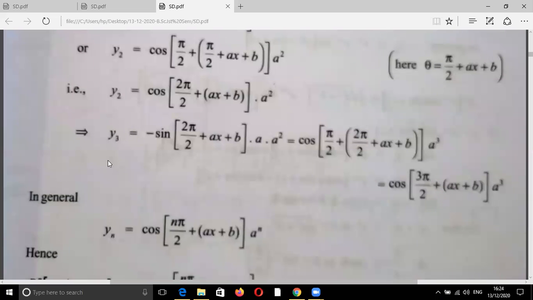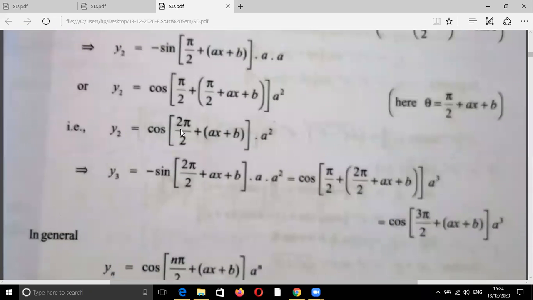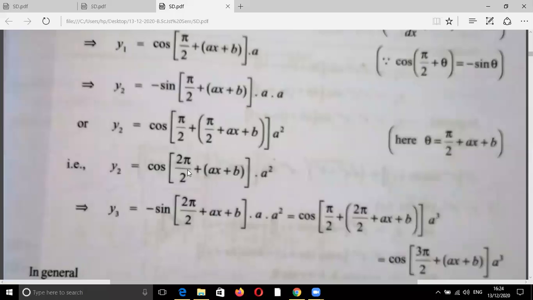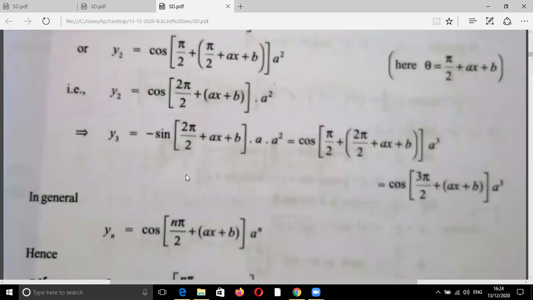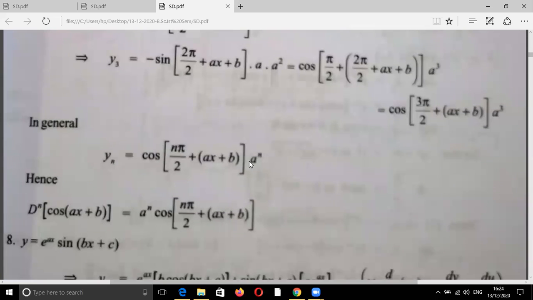Now you have to generalize. You see here y3 has a cube, and y2 has a square. So yn means on the right-hand side you write a to the power n. For y3 you wrote cosine of 3 pi by 2 plus that angle, for y2 cos of 2 pi by 2, because for yn you get cos of n pi by 2 plus that angle into a to the power n. This is the nth derivative of cos(ax plus b).